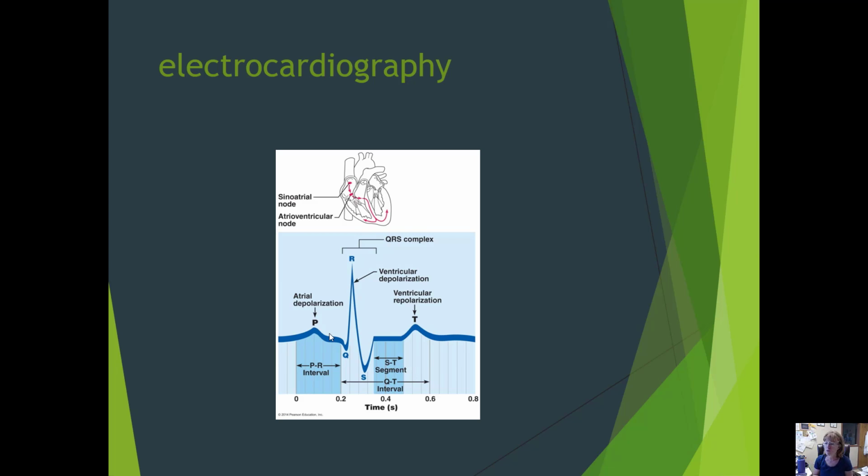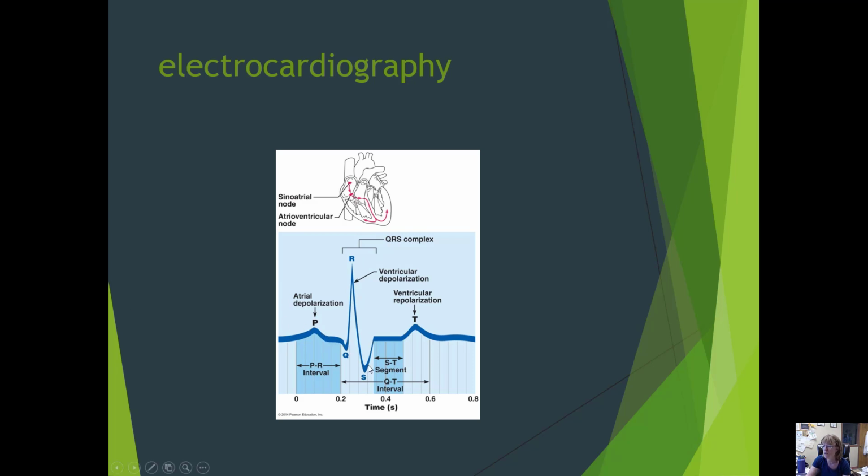So the first deflection from what we call this isoelectric line right here is called the P wave, and the P wave represents atrial depolarization. So as the atria are depolarizing, not contracting, but depolarizing, then we're going to see this upward deflection based on where the snapshot that we are taking of the heart is. And this information in the study guide goes into that in a little more detail, but I have a hard time thinking that you would need to know that in super great detail other than this. So we have atrial depolarization.